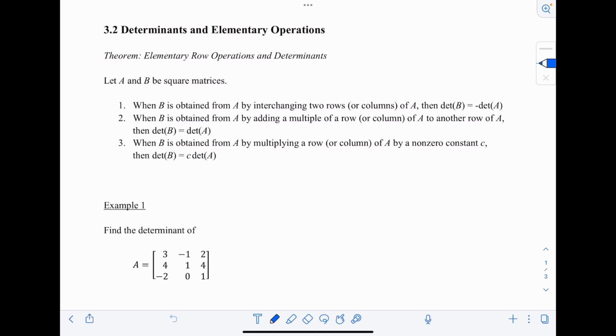This is lesson 3.2, Determinants and Elementary Operations. In the last lesson, we saw how to find the determinant of a matrix, and we saw that as that matrix got larger, it potentially created a lot more work for us.